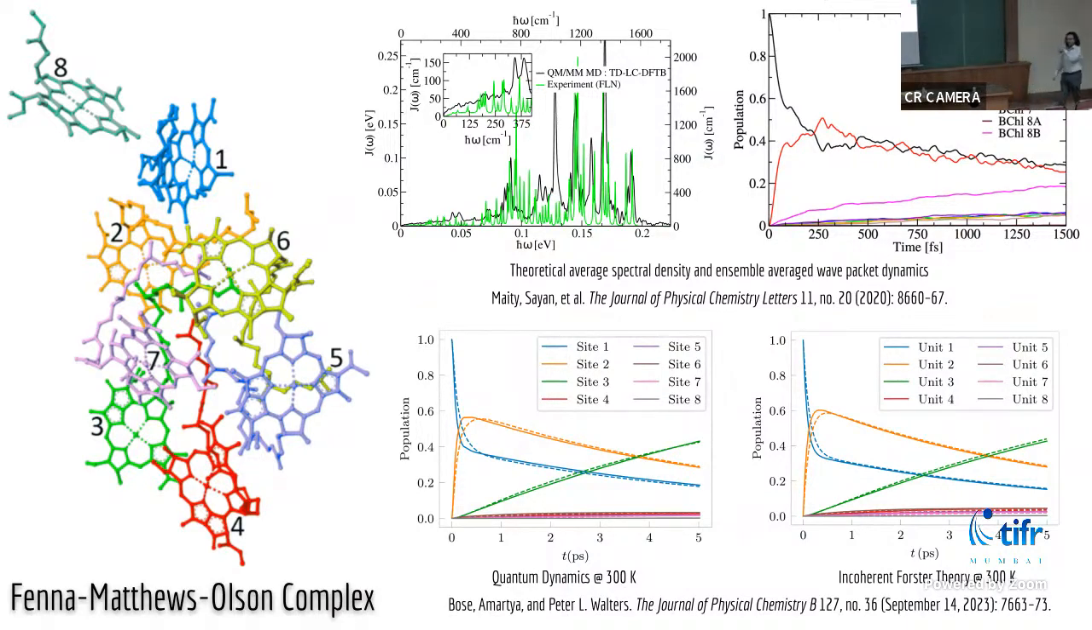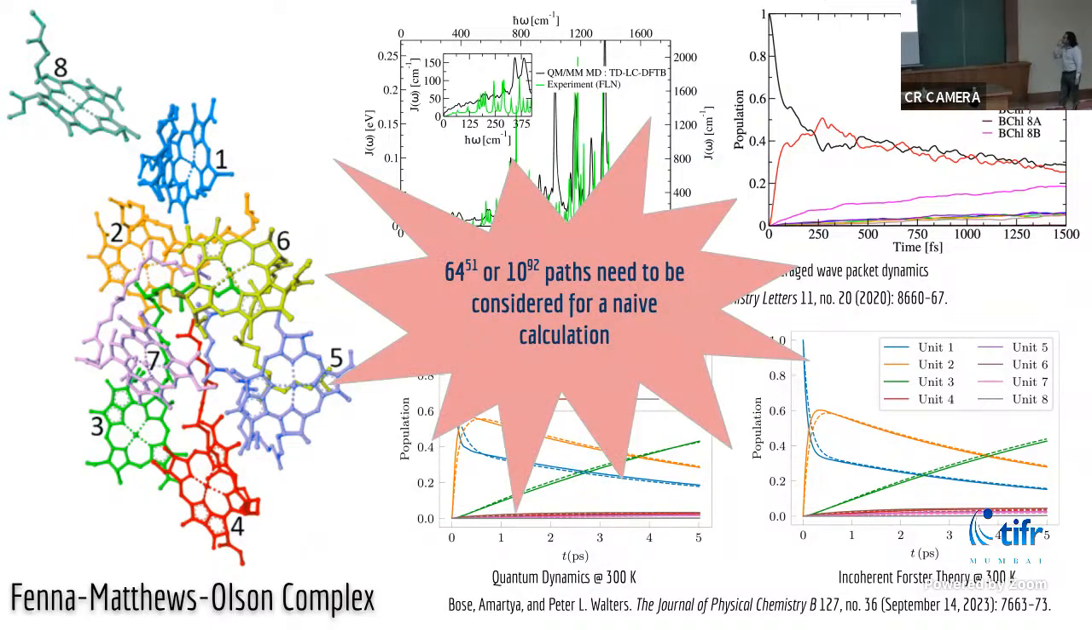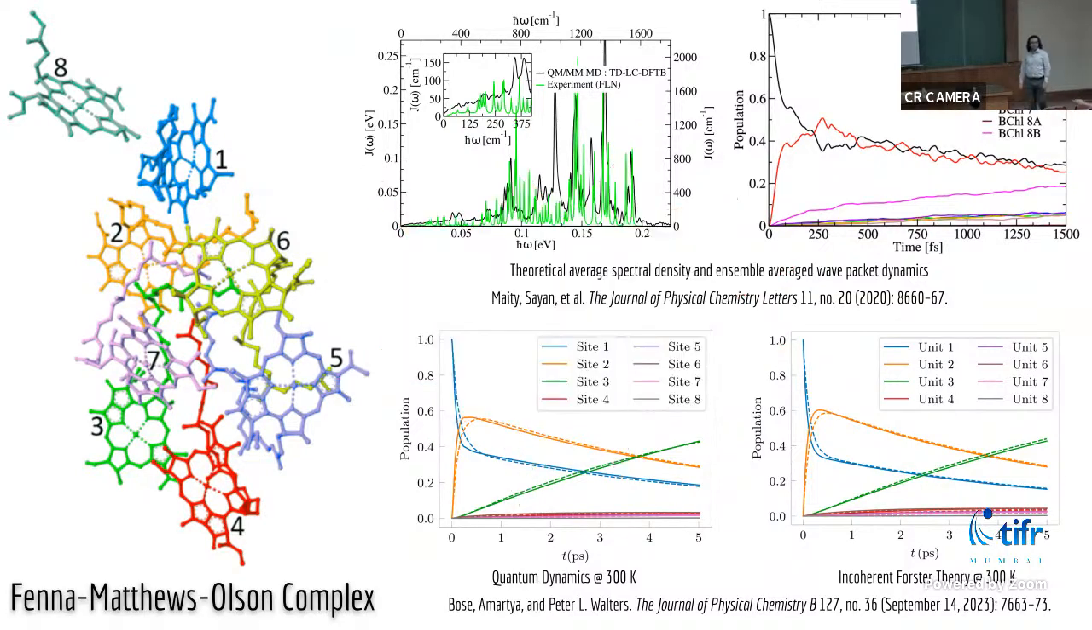Right, and this is not Monte Carlo, at least what I'm doing is not Monte Carlo, so there are no statistical error bars, right? Okay. Can you also calculate the coherence between the sites? Yes, absolutely. We are propagating the full density matrix.